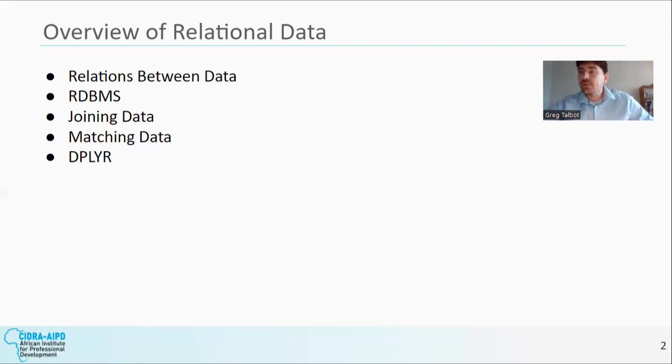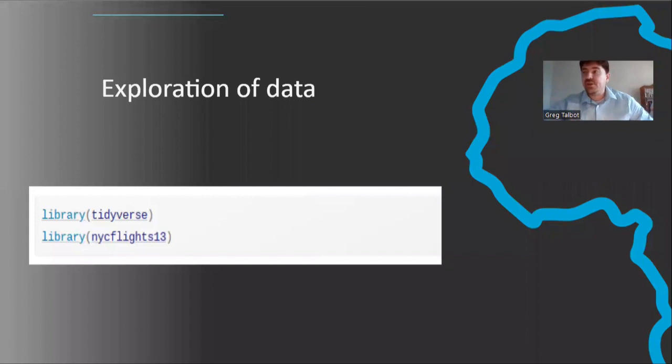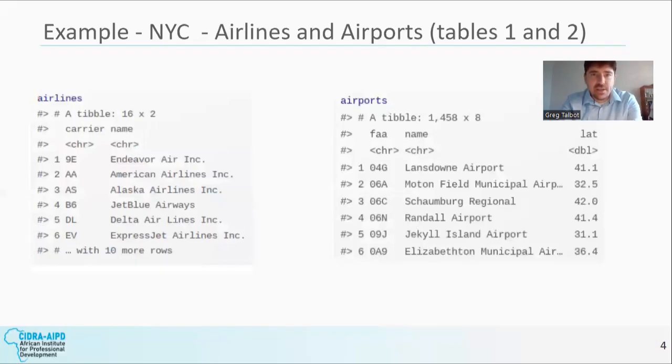All right, so let's explore the data. We'll look at two different packages here. We have two different libraries. There's tidyverse and this New York City flights data. So let's first look at the New York City flight data.